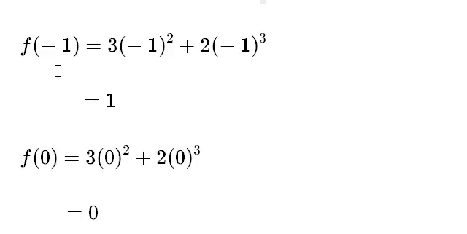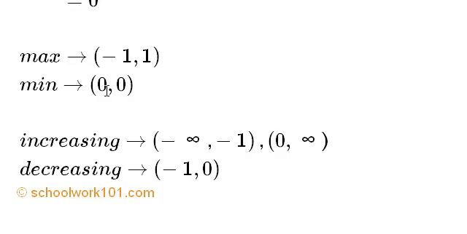Alright, well, I went ahead and plugged -1 into our function, and we get 1 out. Remember, -1 was one of our critical numbers, and this is our critical value. Plugging 0 into the original function, we get 0 out. So now we've got the 2 points for our max and our min. I'm labeling that here as the maximum is occurring at -1, 1, minimum is occurring at 0, 0, and it's increasing from -infinity up to -1, and then from 0 to infinity, and it's decreasing from -1 to 0.